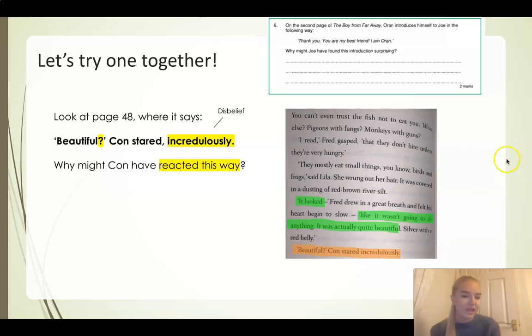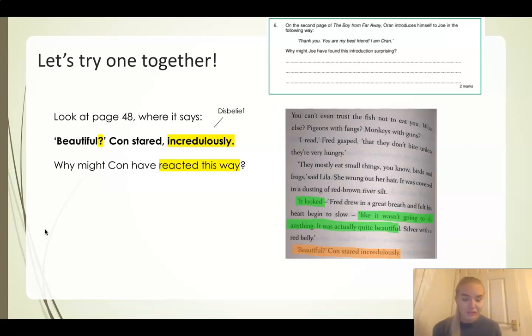Okay, so if you can see in green, I have highlighted where Fred has said the word beautiful. And if we read it again, we say, it looked, Fred drew in a great breath and felt his heart begin to slow, like it wasn't going to do anything. It was actually quite beautiful. Now, do you remember what he was talking about? Yeah, he was talking about piranhas, wasn't he? And he was talking about the fact that a piranha nearly ate him, and now he is calling it quite beautiful because it was silver with a red belly. We can see it here. And this is why Con is saying beautiful, because she can't believe that Fred has just called something that nearly tried to eat them all beautiful, like it's this really amazing object that they've just found in the midst of the Amazon jungle.